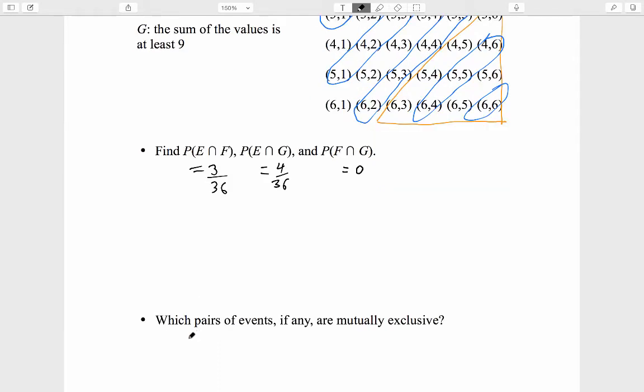Having figured out the intersections, it is easy to answer the next question, which pairs of events, if any, are mutually exclusive. F and G are mutually exclusive. They have no outcomes in common. They cannot both occur on the same roll of the dice.